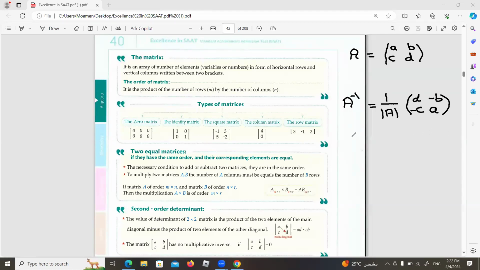So again, if we need to get a multiplicative inverse for a matrix, the first step is to get the determinant. How can I get the determinant? I get it by multiplying the main diagonal elements and subtracting the product of the other diagonal elements. If we get a number except 0, we just write 1 over the result multiplied by the cofactor. What is the cofactor? It swaps the main diagonal elements and changes the sign of the other diagonal elements. Okay, this is what we have in the first lesson about the matrix.